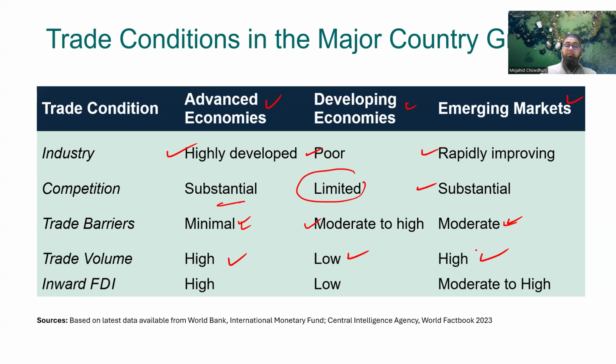In advanced economies and emerging markets, inward FDI is high or moderate to high, but in the developing economies, their inward FDI is very low because of unstructured infrastructure, red tape, or different issues, not only one issue we can say. Because of this, they are attracting fewer foreign direct investors.